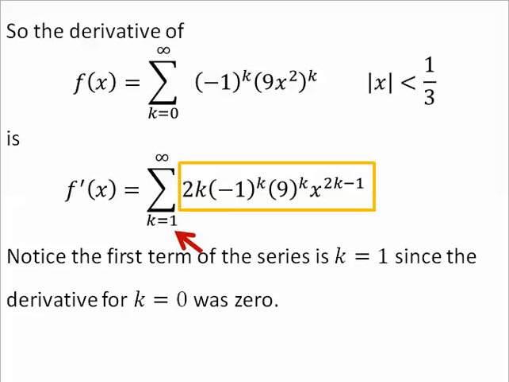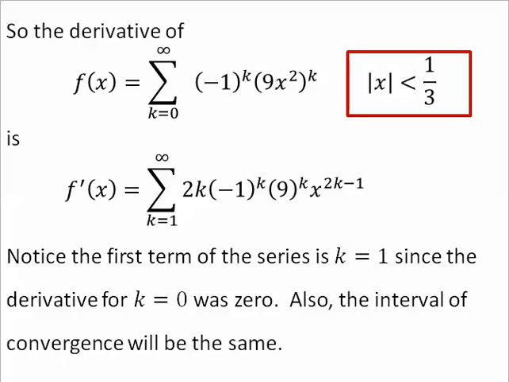And as I said, the first term of the series is k equals 1, since for f, when I took the derivative of f, that first derivative for k equals 0 was 0. Also, the interval of convergence is going to be the same. If you take the derivative or integrate, that doesn't change the interval of convergence. So we can just keep the same interval of convergence.